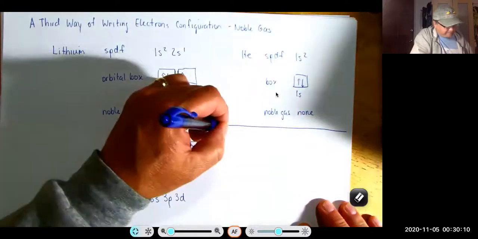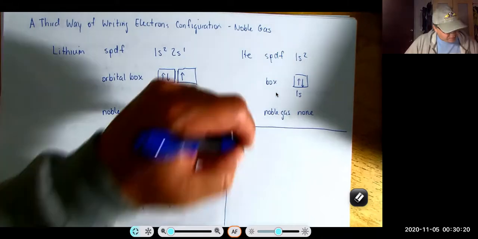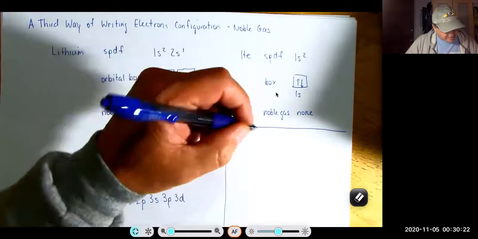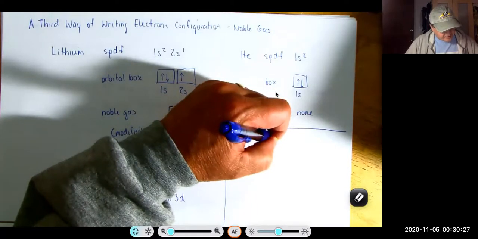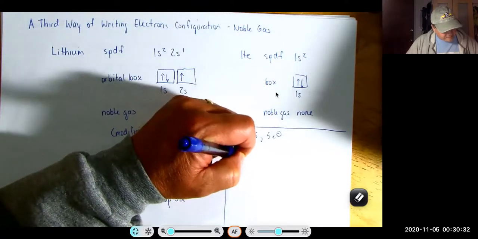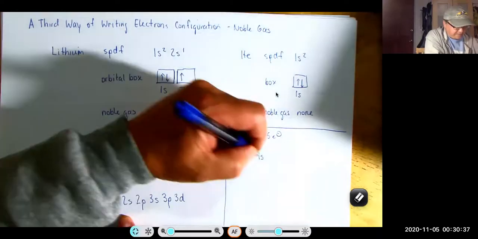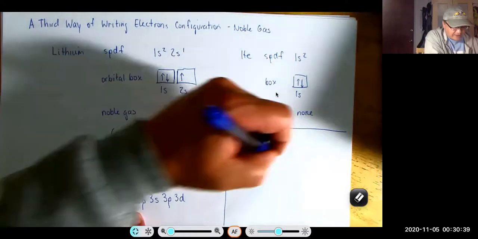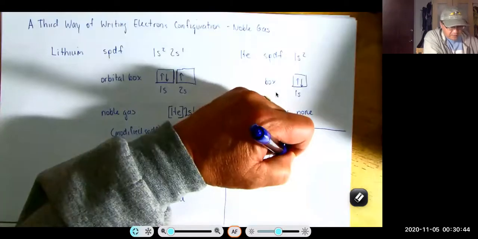Let's take a look at, let's see, what's after lithium, boron? Let's look at beryllium. So beryllium, which has an atomic number of 5 and therefore 5 electrons. When we take a look at the SPDF notation, we've got a 1s and we can put 2 electrons in there. We've got a 2s and we can put 2 electrons in there. And we've got a 2p and we can put 1 electron in there.